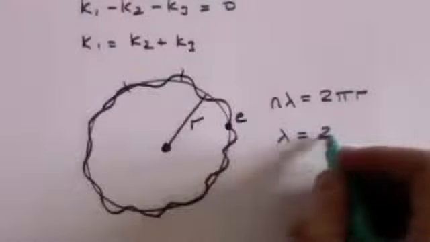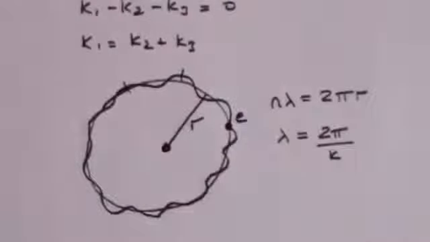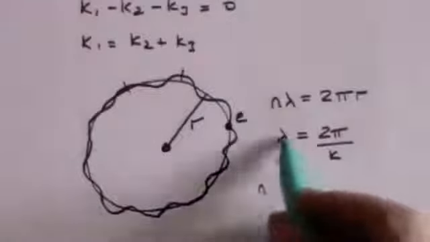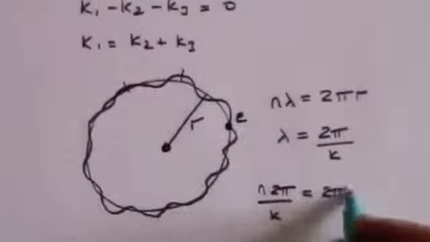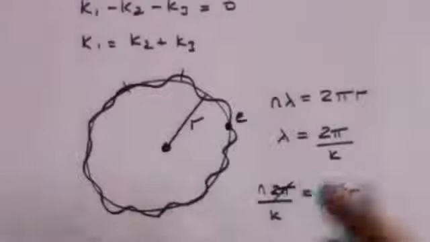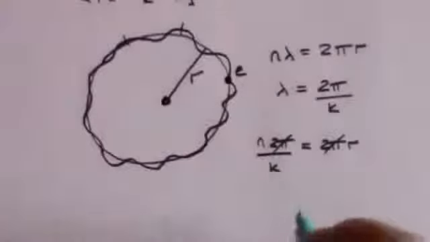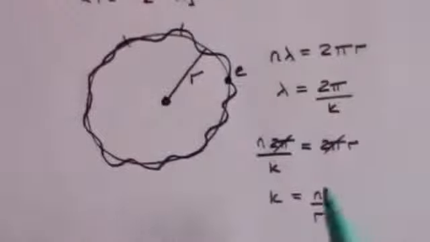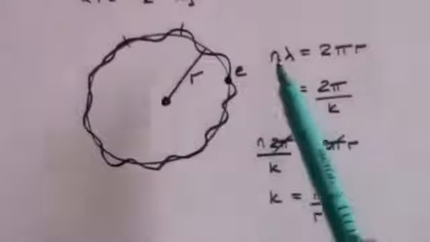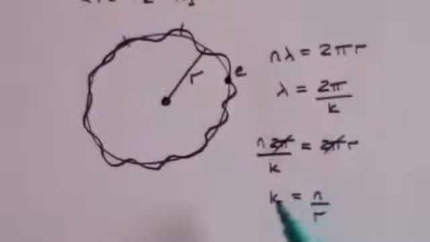Remembering that lambda is 2 pi over k, that's essentially the definition of k. k is 2 pi over lambda, so lambda is 2 pi over k. We can now substitute lambda in here, so we get n 2 pi over k is equal to 2 pi r. The 2 pi's, of course, are going to cancel, and then that simply gives you that k is equal to n divided by r. And n is a whole number because it's an integer number of wavelengths. So n is a whole number, and that means that k is what's called quantized. It can only have integer numbers of 1 divided by r.